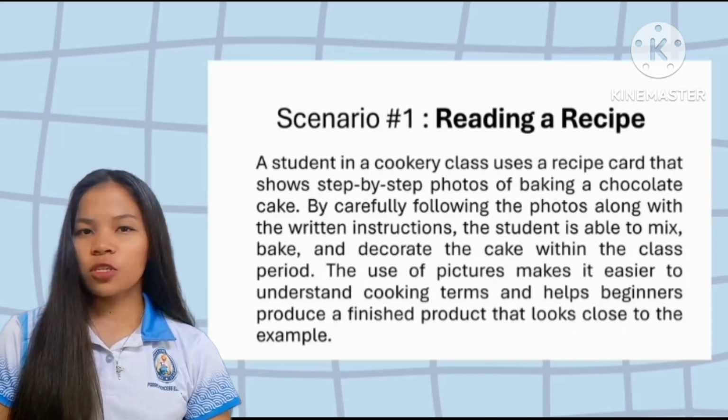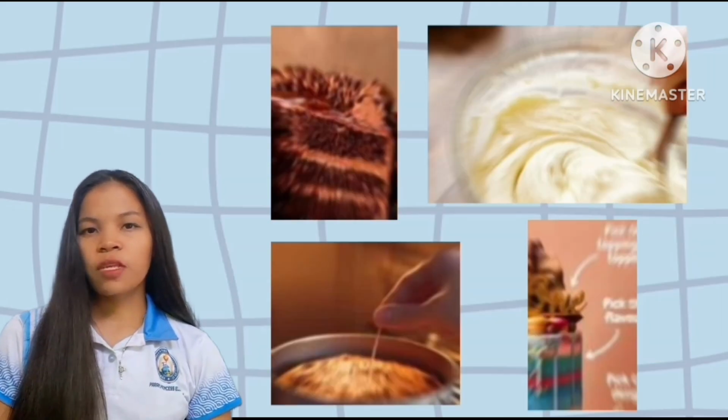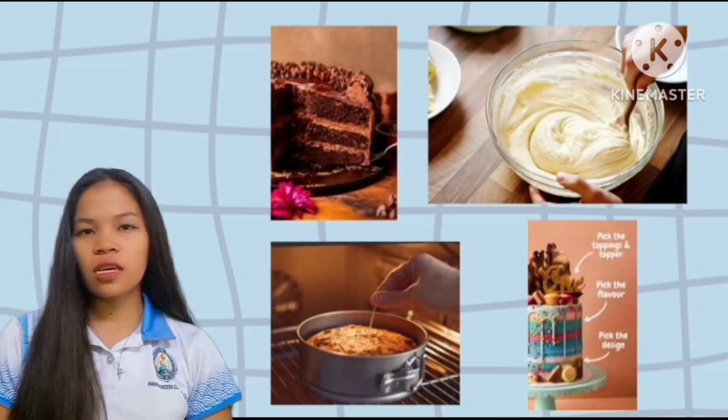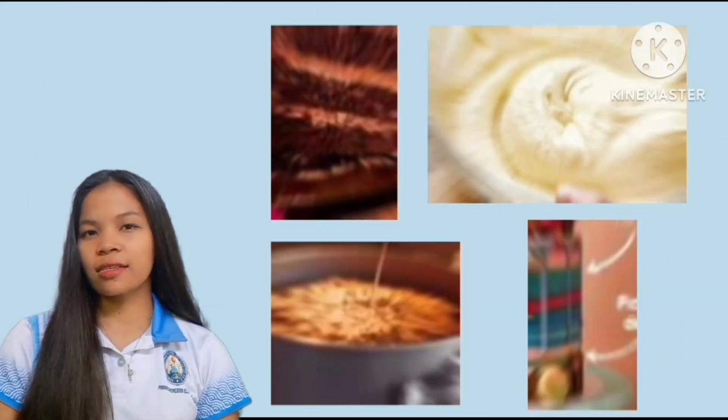The use of pictures makes it easier to understand cooking terms and helps beginners produce a finished product that looks close to the example. This example highlights the importance of visual literacy because the student interprets and applies visual instructions to complete a food preparation task.